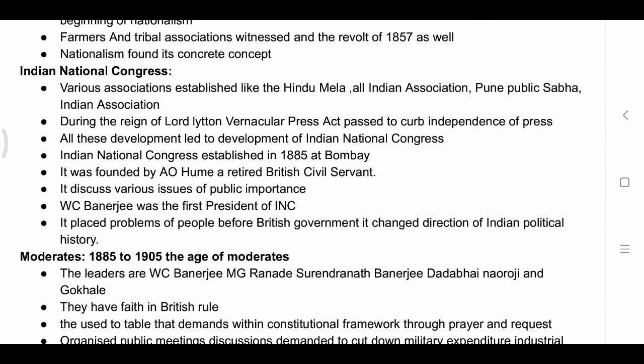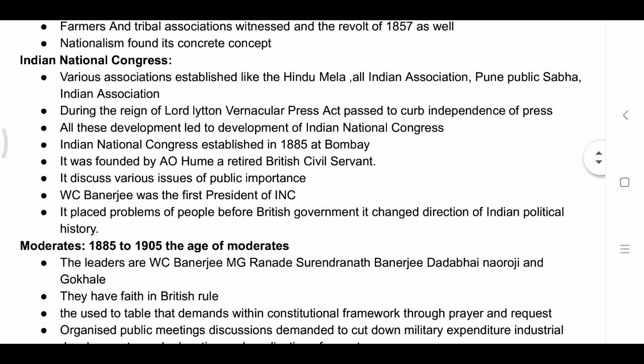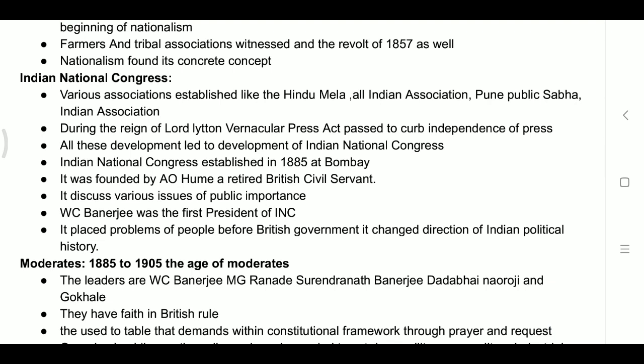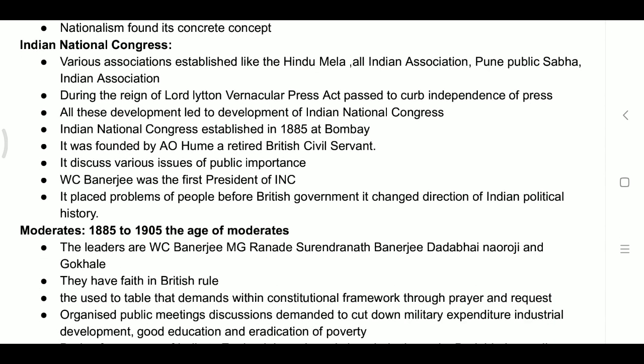Indian National Congress, INC. There were associations established before the establishment of INC, like Hindu Mela, Indian Association, and Pune Public Sabha. All these associations were established by great personalities of those days. During the reign of Lord Lytton, the Vernacular Press Act was passed to curb the independence of the press. These developments led to the development of the Indian National Congress.